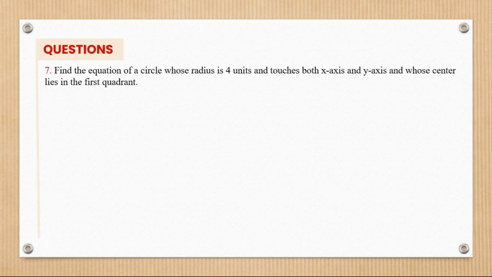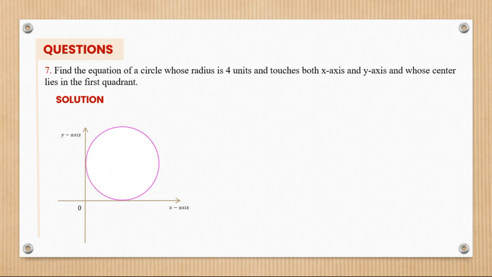Question 7. Find the equation of a circle whose radius is 4 units and touches both x-axis and y-axis, and whose center lies in the first quadrant. Alright, so that means that we've been told the quadrant where the circle lies. So that means it's eventually in the first quadrant. So now this is where it lies, and we've been told that it touches both the x and y-axis. So that's how we have it that way, and we've been told that the radius is 4 units.